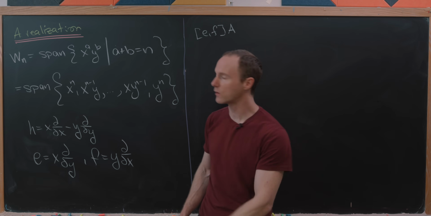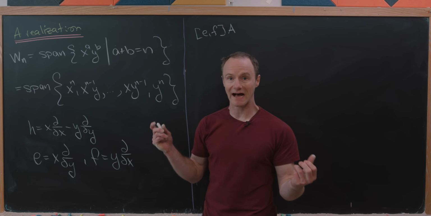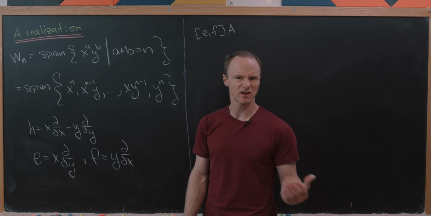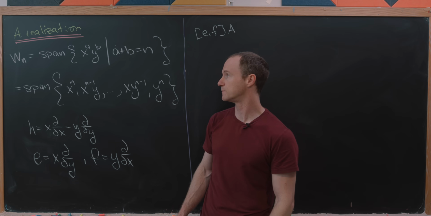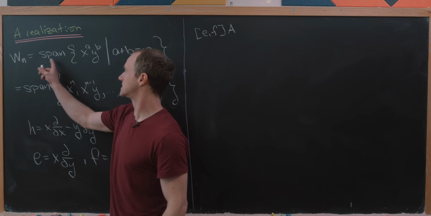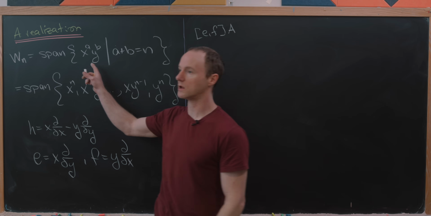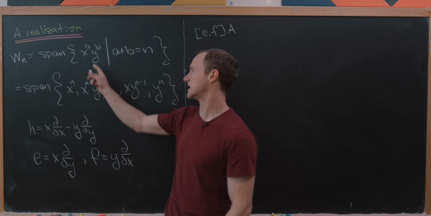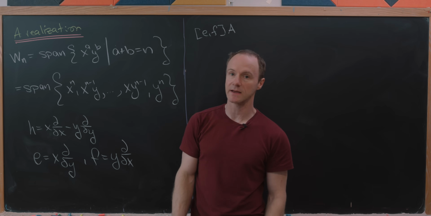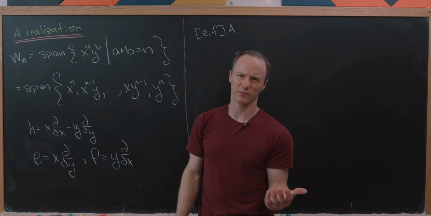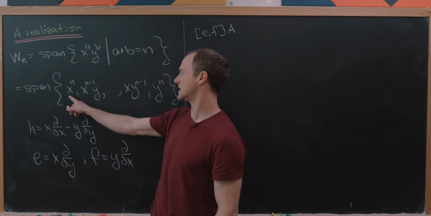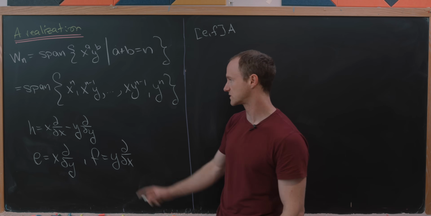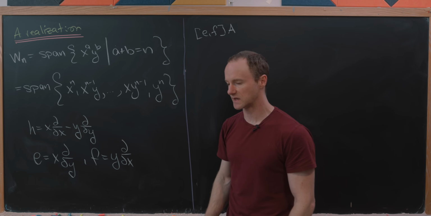Okay, so now that we've classified all of these irreducible finite dimensional representations, let's look at a nice realization of them. So let's take Wn to be the span of all homogeneous degree n polynomials in the variables x and y. And so we can write down a pretty simple basis like this. It'll be x to the n minus 1 times y. The next one will be x to the n minus 2 times y squared, going all the way up to y to the n.